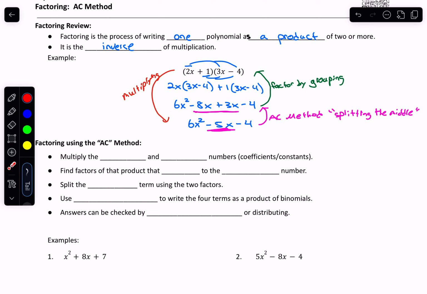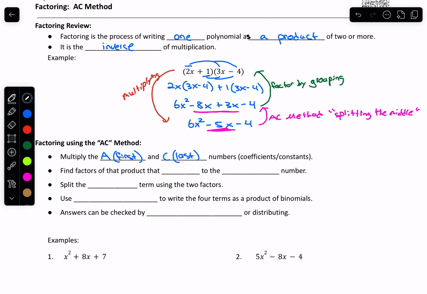So there's two pieces of a puzzle. All right, let's see that formalized in the bullet points down below. In order to factor using the AC method, we are going to multiply the first and last terms. So we're going to multiply the A, which is the coefficient of the first term, by the C, which is the coefficient of the last term. Okay, so we're multiplying the A and C numbers, which are the coefficients or the constant in the back.